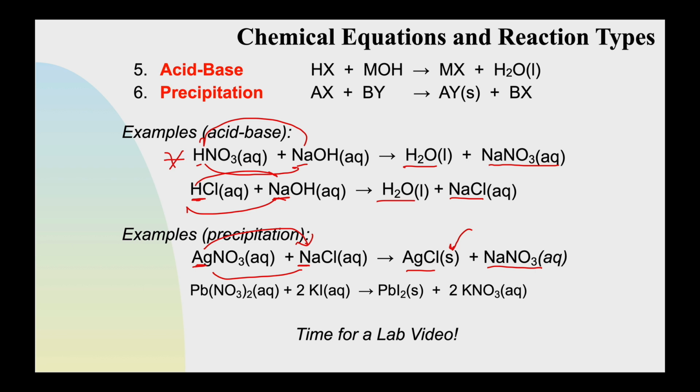And the last one has lead II nitrate, Pb(NO3)2. It's reacting with KI, which is potassium iodide, and lead II iodide, PbI2, is a solid. It's an insoluble compound, a precipitate. And the other product would be potassium nitrate, the leftovers. And again, in a precipitation reaction, you may not know at this point which one is going to be a solid, but you can at least see it's a precipitation based on the products.